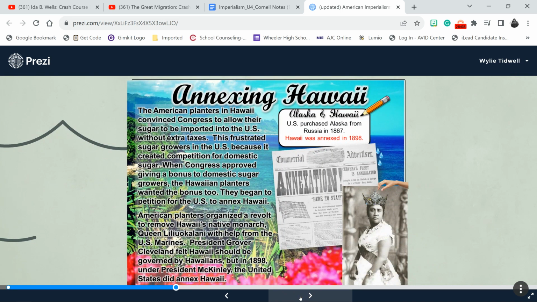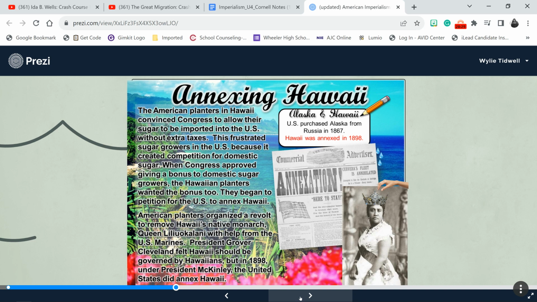So, the United States purchased Alaska from Russia in 1867. We annexed Hawaii, similar to how we annexed Texas, but we annexed Hawaii in 1898. Y'all with me on this so far? So basically, the American planters in Hawaii convinced Congress to allow sugar to be imported into the United States without extra taxes. They was cool with that, wasn't it?